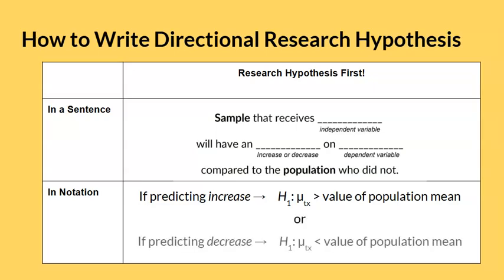The second notation predicts that there will be a decrease. If we were to translate this notation into words, it would say, if we could give the entire population the treatment that the sample received, and the decrease in direction we predicted happens, then the treated population is less than the value of the population mean. Note again that we're using the less than sign here to indicate the decrease.